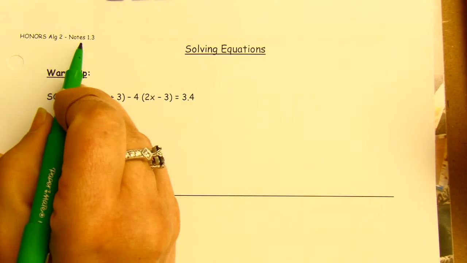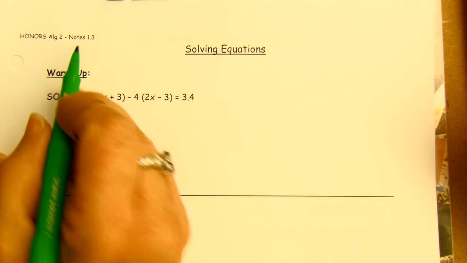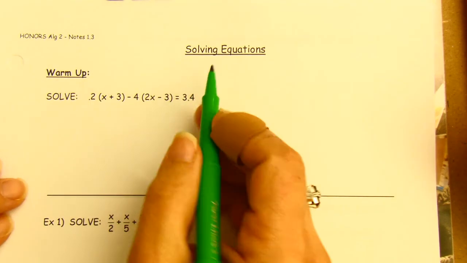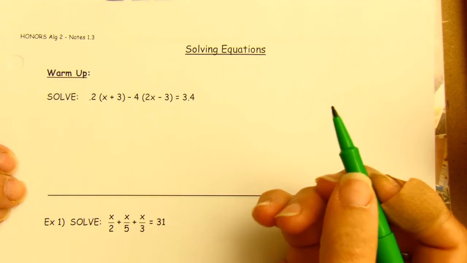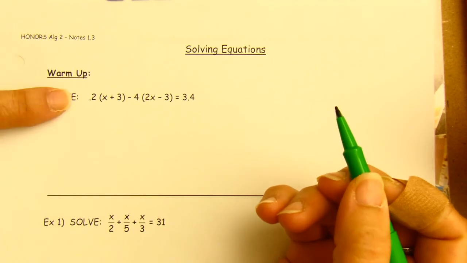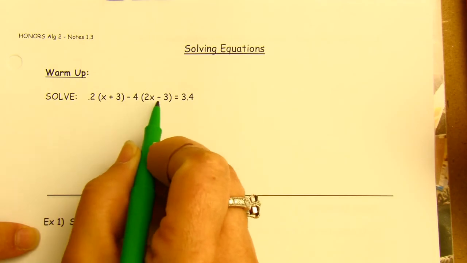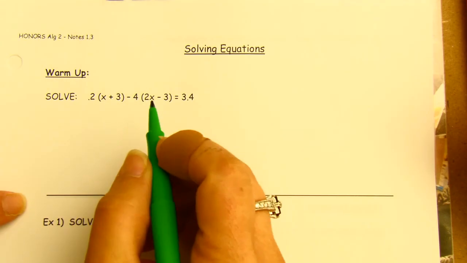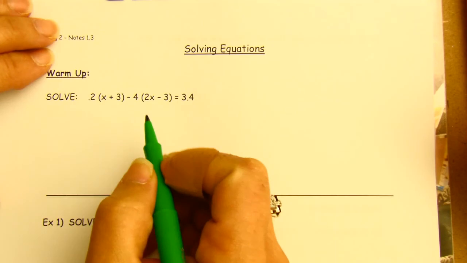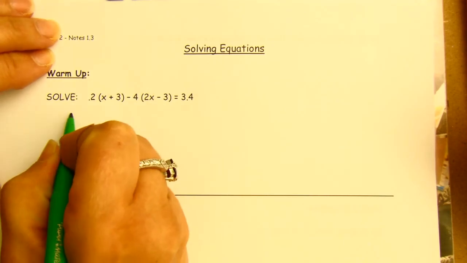Honors Algebra 2 notes, Chapter 1, Section 3, Solving Equations. You should have done this in Algebra 1. So here's a warm-up. We're going to solve 0.2 times quantity x plus 3 minus 4 times the quantity 2x minus 3 equals 3.4. Well, you should remember the distributive property. We'll do that first.